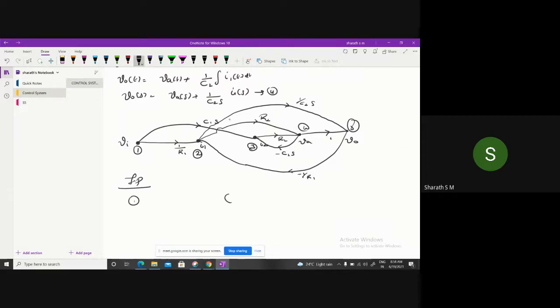First one, 1, 2, 4, 5. Second one, 1, 3, 4, 5. And then 1, 2, 5. So these are the three forward paths: 1 to 3, 3 to 4, 4 to 5; 1 to 2, 2 to 5; and 1, 2, 4, 5: 1 to 2, 2 to 4, 4 to 5. These are the three forward paths.